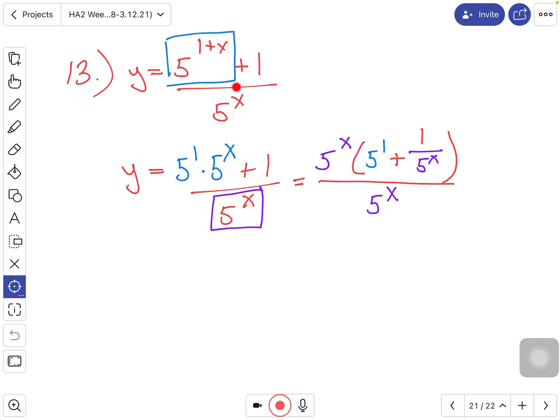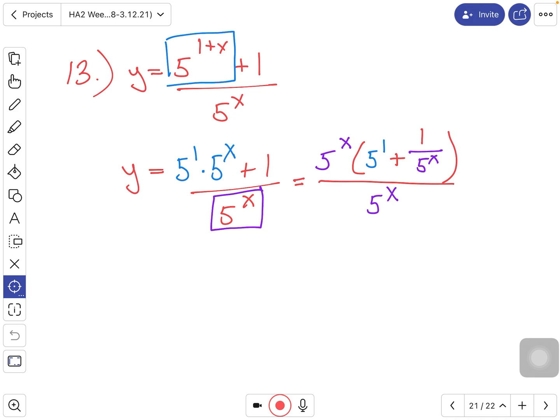So I took this 5 raised to the 1 plus x, and I thought, what does it mean when I'm adding my exponents together? When we add our exponents together, that's the result of finding a product with like bases. So if you think about it, 5 to the first times 5 to the x is the same as 5 to the 1 plus x. So the first thing I did was I wrote this down.